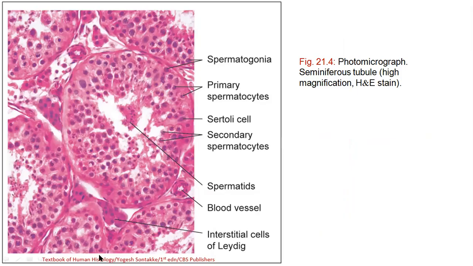When you see this under a little bit of high magnification, this is one seminiferous tubule and you are finding the cells with nuclei. So these are all developing spermatogonia. Primary spermatocytes, secondary spermatocytes, spermatids, and sperms will be towards the lumen. So these are all spermatids. In between the seminiferous tubules, we have interstitial cells of Leydig. Leydig cells are very important because they are concerned with the release of the hormone testosterone.